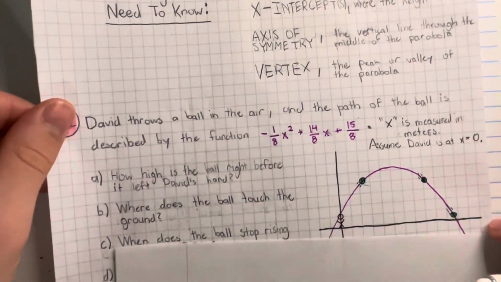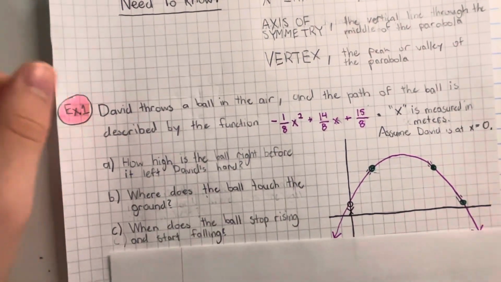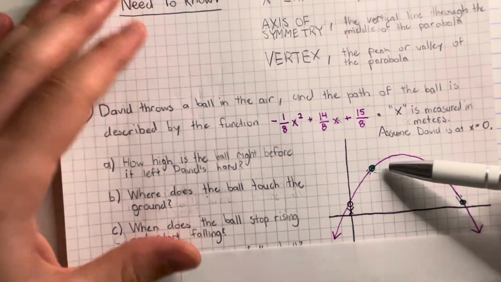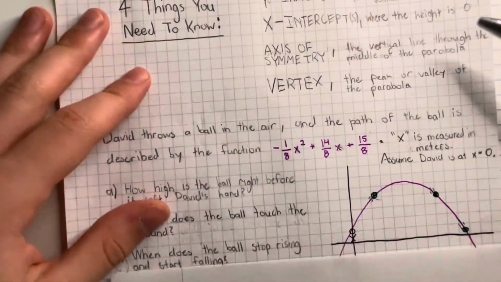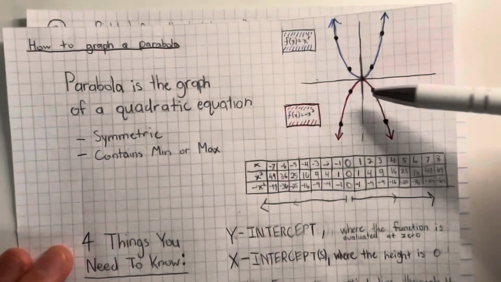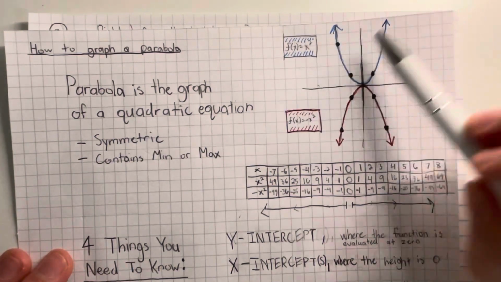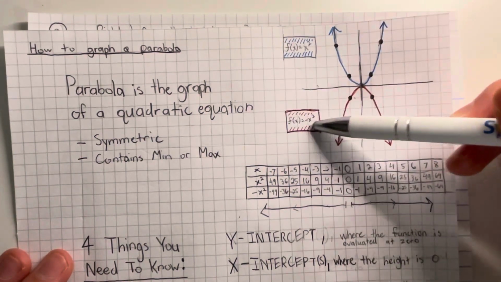It's also important to note that in a qualitative graph, one important thing to know is if the x squared term is positive or negative. Here, this is x squared, so it's going up, and since here it's negative, it's going down.